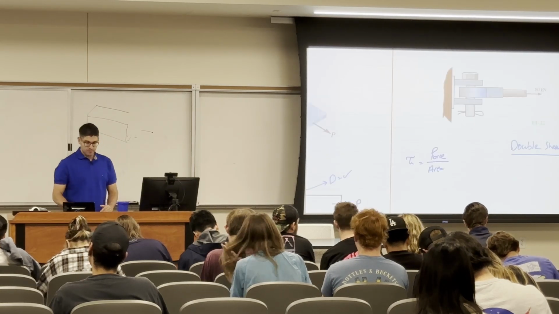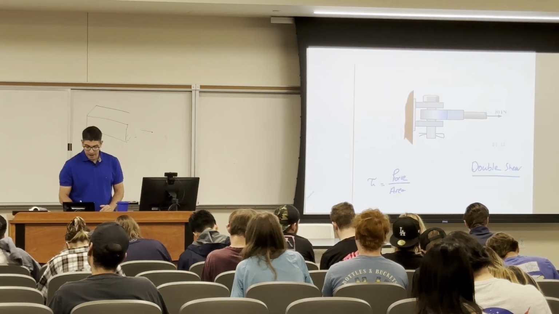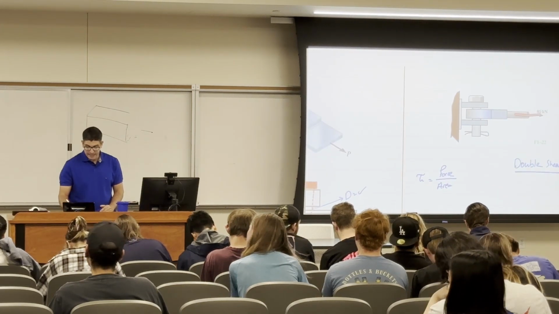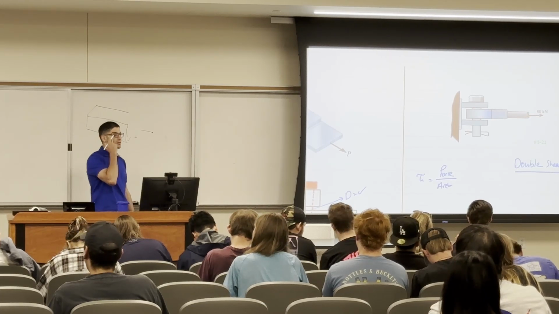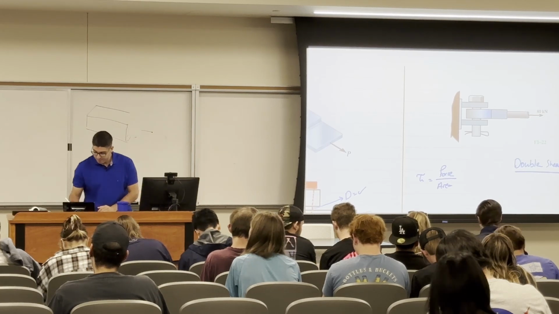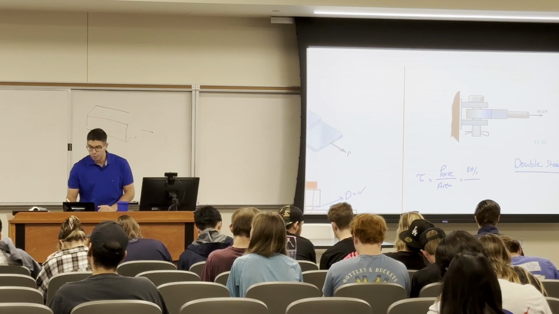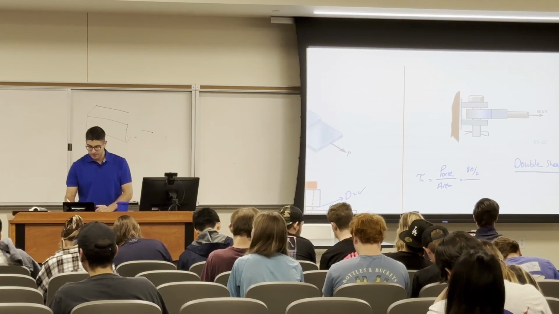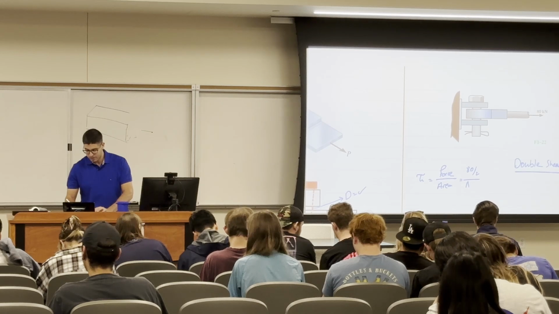But the thing is, will the cross section of the pin experience the whole 80 kilonewton, or will the 80 kilonewton be divided? The 80 kilonewton will be divided. So that's why I can say the equation now is going to be 80 over 2, which is P over 2, over the area of the pin, which is pi d squared over 4.